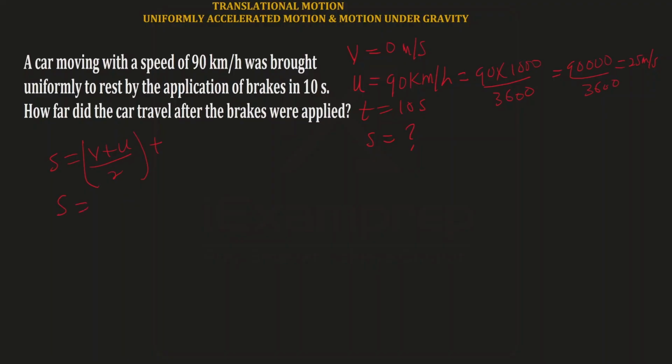Now, s is unknown, v is 0, and u is 25, so s equals 25 over 2 times 10. 10 divided by 2 is 5, so we have s equal to 25 times 5. 25 times 5 is 125 meters. So it means that the distance traveled by the car after the brakes were applied is 125 meters.